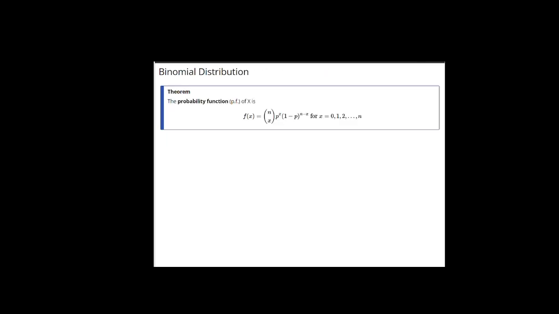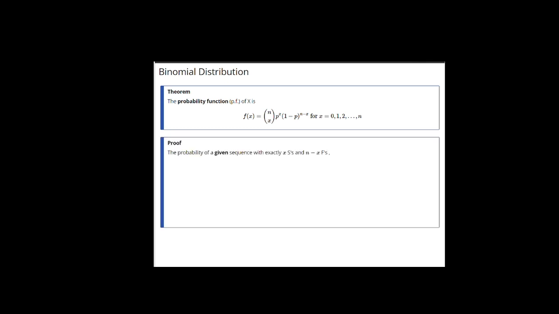The binomial distribution. The probability function of a random variable X, which has a binomial distribution, is given by f of x equals n choose x, p to the power x, (1 minus p) to the power n minus x. And the possible values of x, the possible number of successes in n trials, is any integer between 0 and little n, the number of trials. This is quite easy to show.